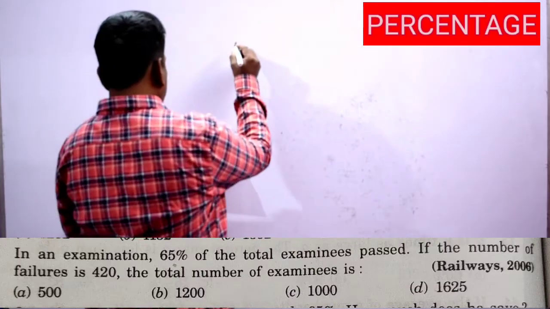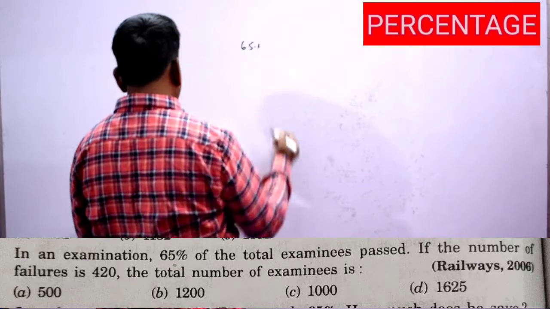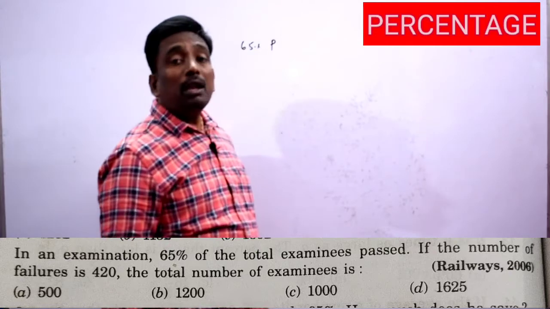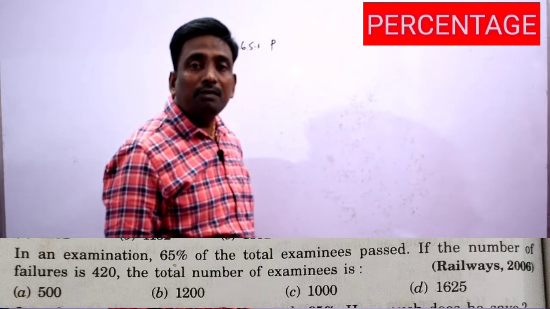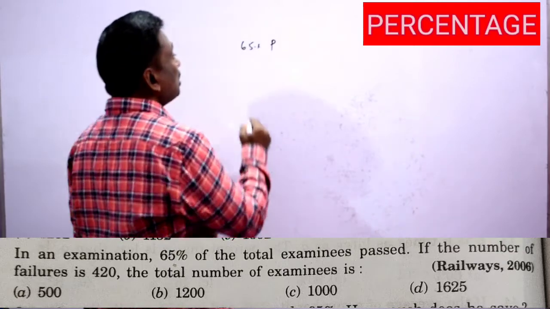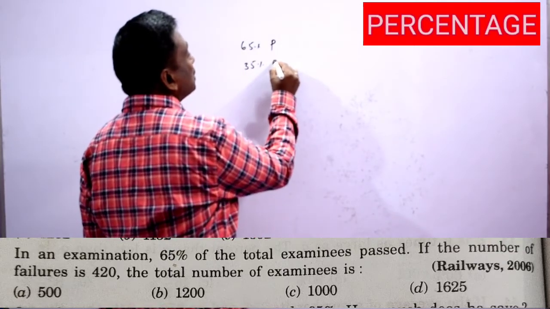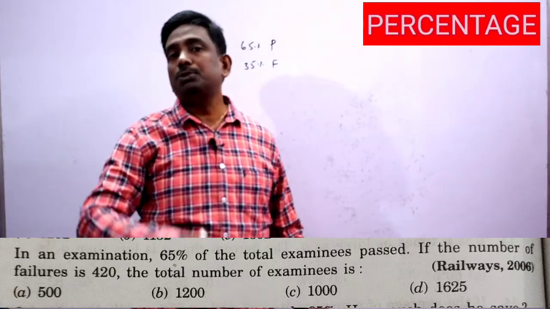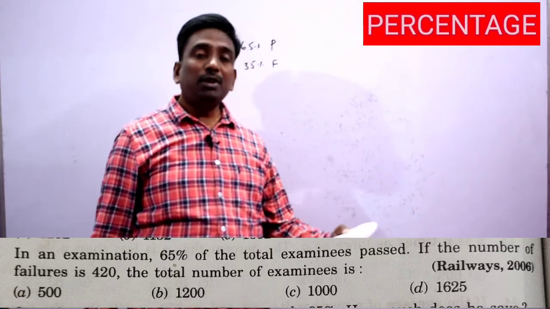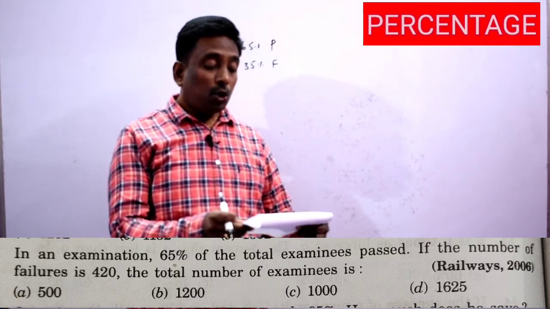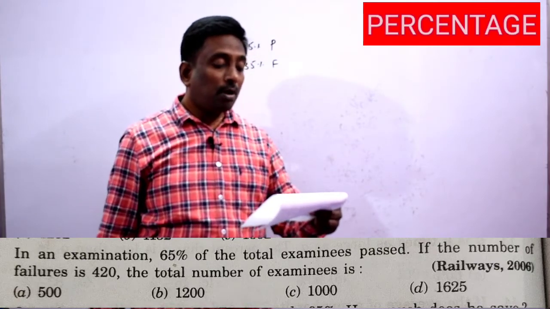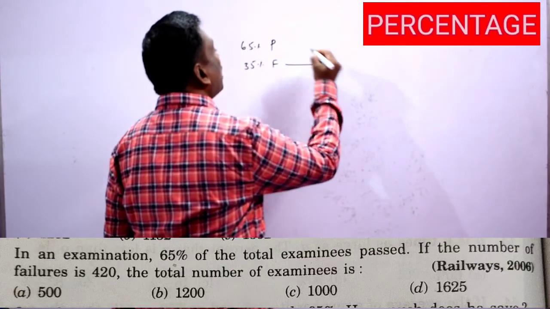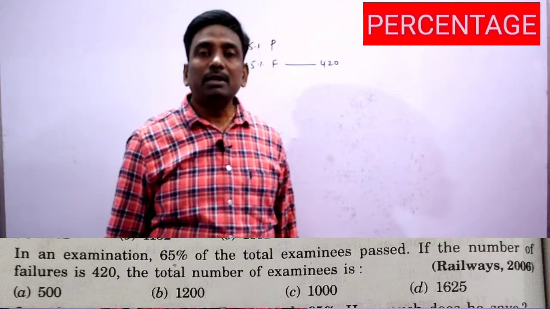In an examination, 65% of the total examinees passed. It is clearly mentioned that 65% of the examinees passed, so based on that the remaining 35% must fail, because the total must be 100%. If the number of failures is 420, now we know the percentage but it is given in number. That means 35% is 420.